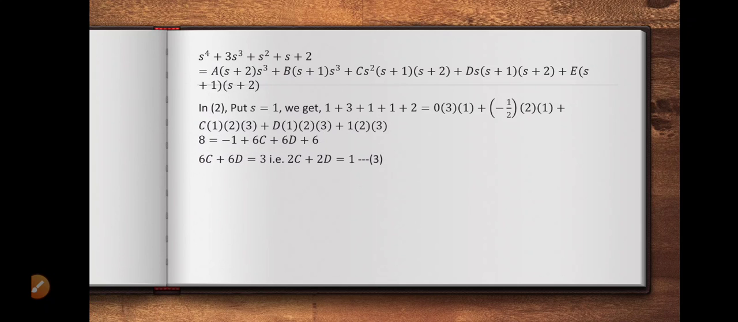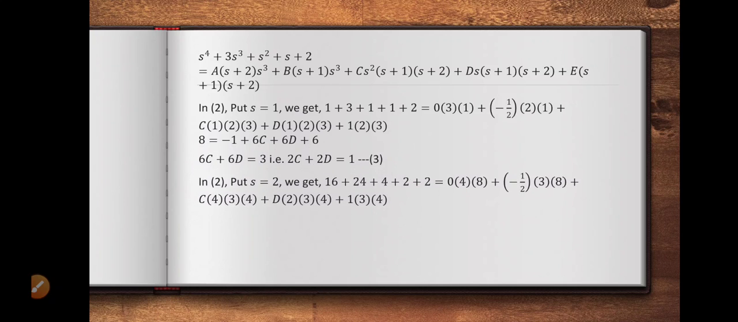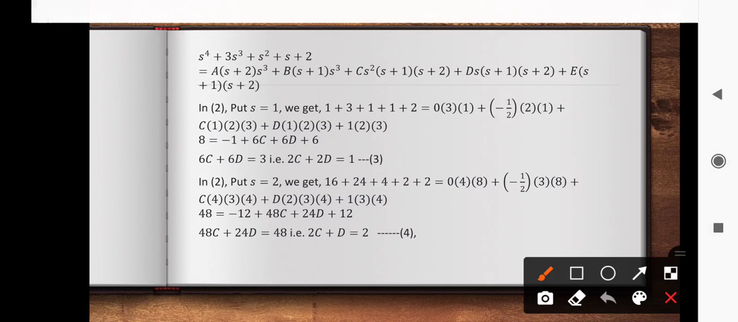So this is just a simplification, so that you have got here 2c plus 2d equal to 1, the first linear equation in 2 unknowns c and d. For s equal to 2, you will get another equation in the same way. So on simplification you will get here 2c plus d equal to 2.